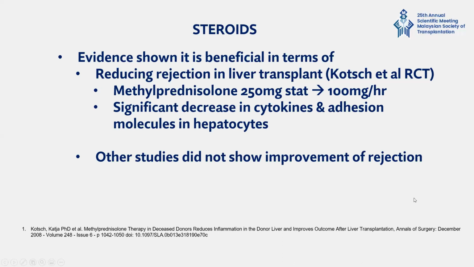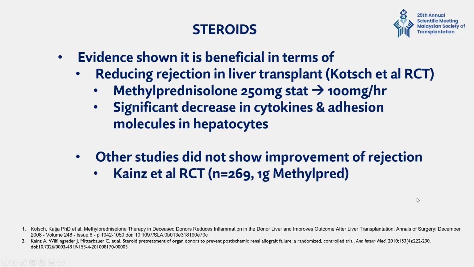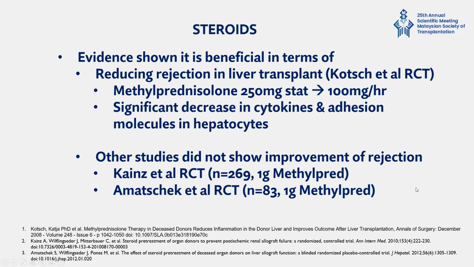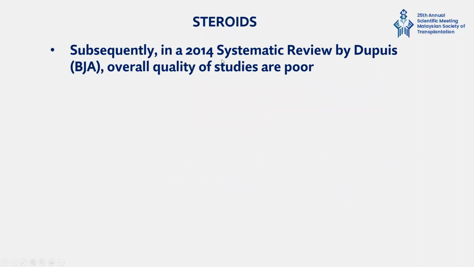Other studies did not show improvement of rejection, such as the study done by Kainz et al using 1 gram methylpred, and Amatschek et al using 1 gram methylpred but with a slightly lower number of patients. So only one RCT showed benefit, and the other 2 RCTs don't show any improvement of rejection. Subsequently, in a 2014 systematic review by Dupuis, it was commented that the overall quality of studies done for this particular purpose is poor.